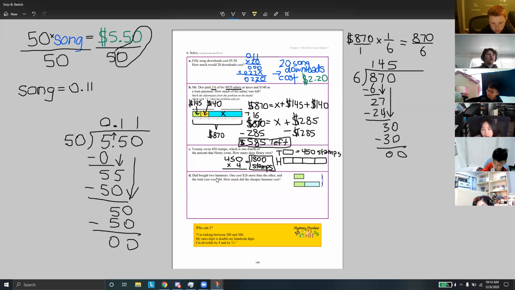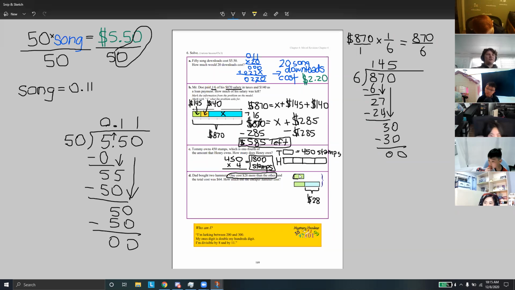Dad bought 2 hammers. One cost $28 more than the other. This tells us a lot. This one sentence, one cost $28 more than the other. That means that one is going to be more expensive. So this one's more expensive. And we know that the blue is going to be $28 because that $28 is more than the other one. And then you know what else that tells us?